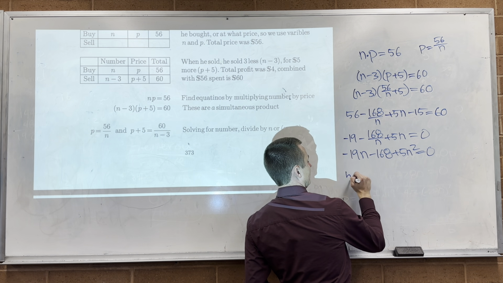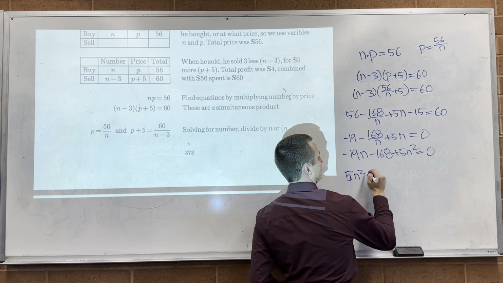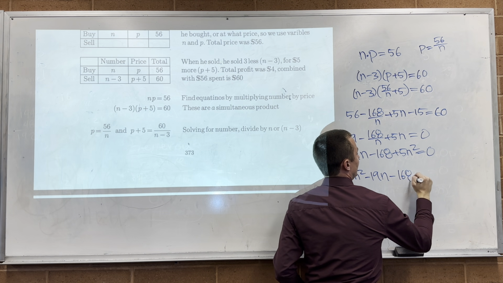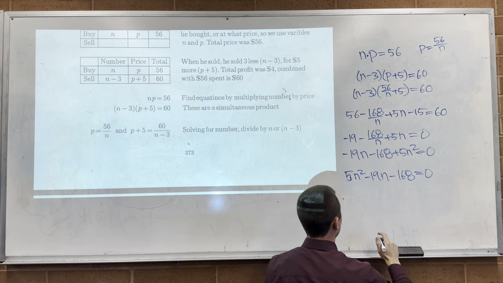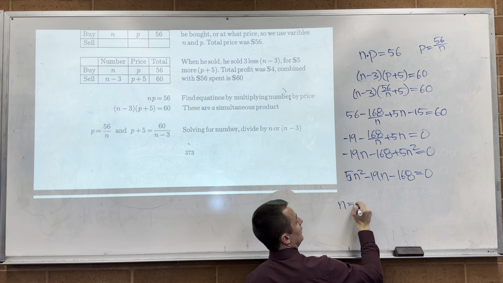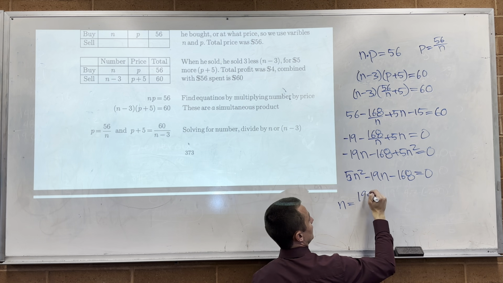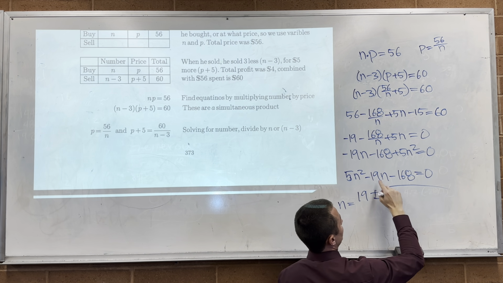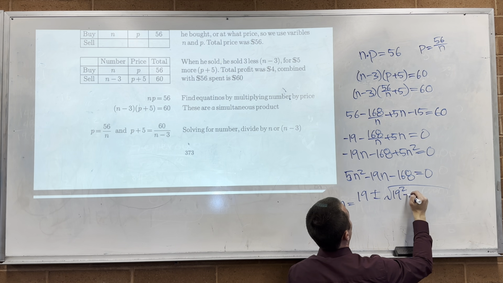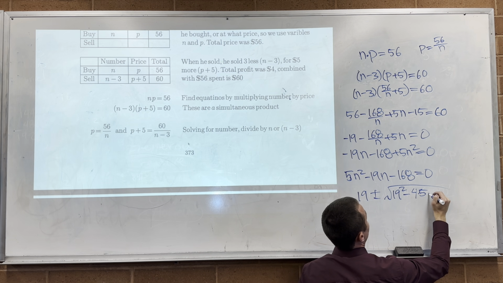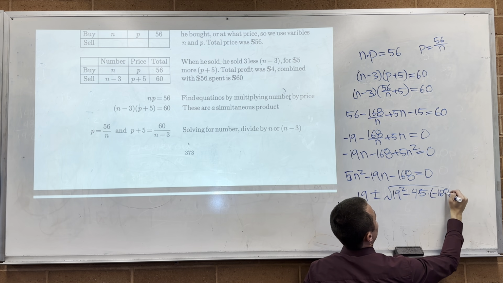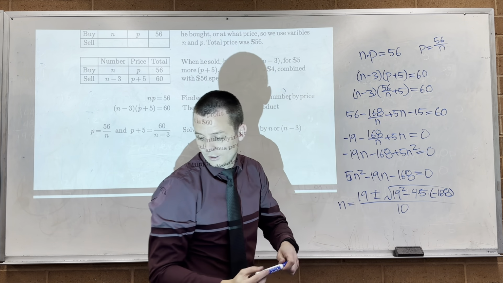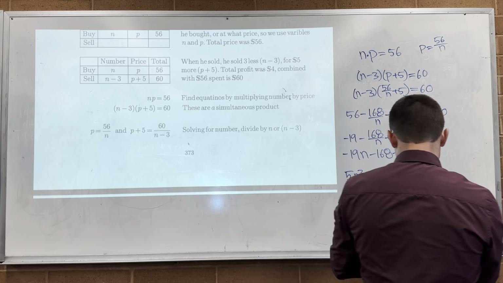Rewrite it this way. 5n squared minus 19n minus 168 is equal to 0. Use the quadratic equation, n is equal to negative b, in this case 19, I like that better, plus or minus the square root of b squared minus 4 times a times c, all over 2a. And I bet this radical comes out perfectly this time.